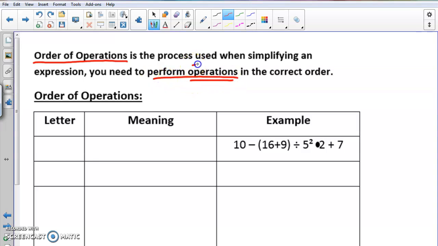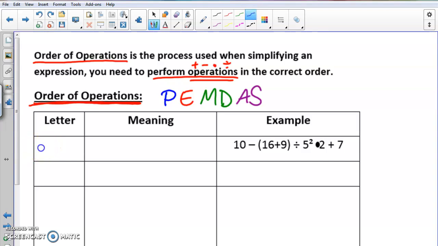And in math, our operations are add, subtract, multiply, and divide in the correct order. Now for our order of operations, most of us keep up with that order by saying it's PEMDAS. P-E-M-D-A-S. So PEMDAS, or please excuse my dear Aunt Sally. However way you remember, make sure you keep up with it.